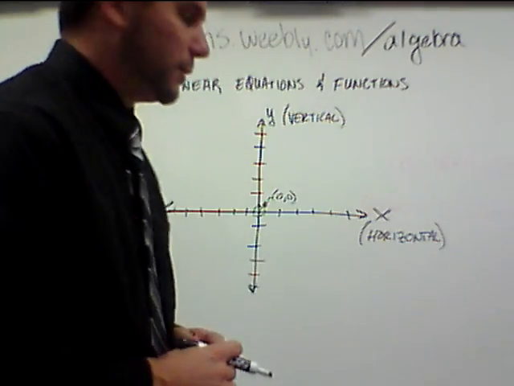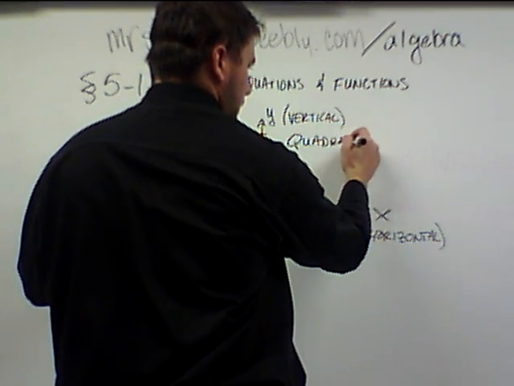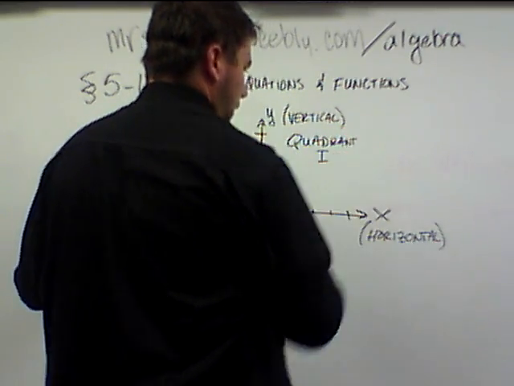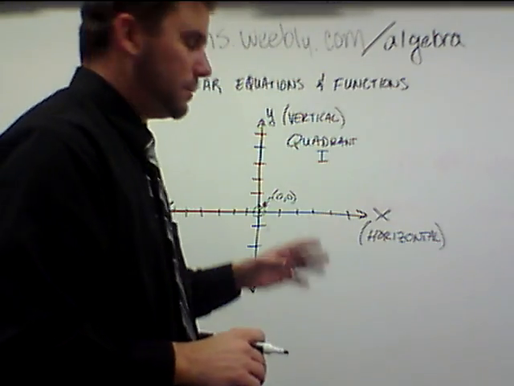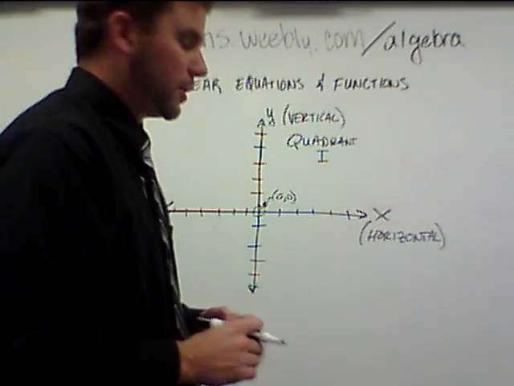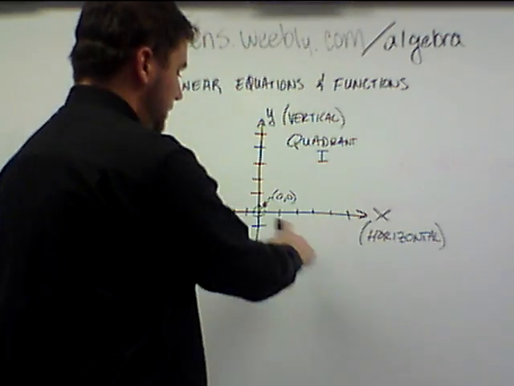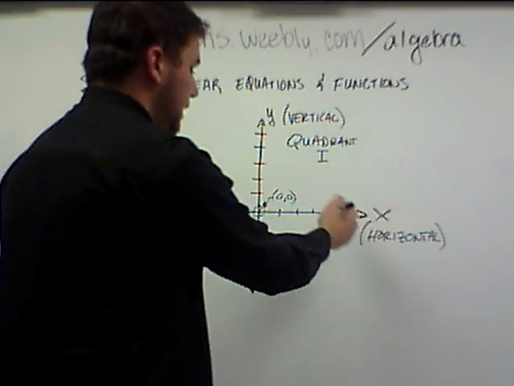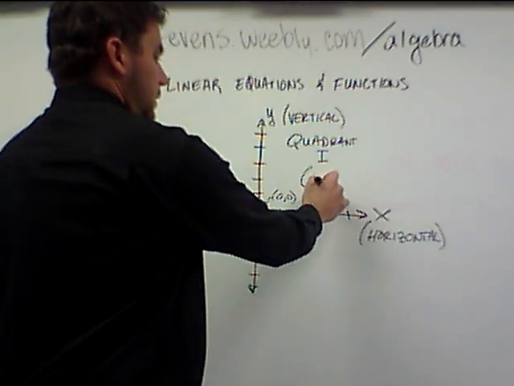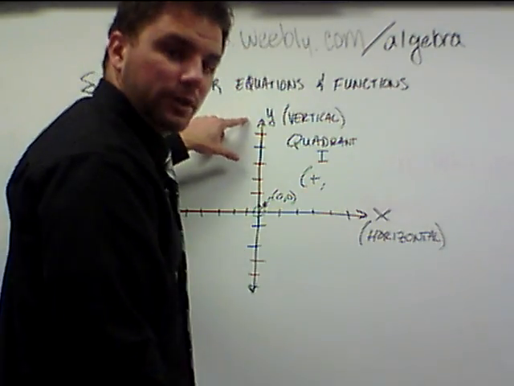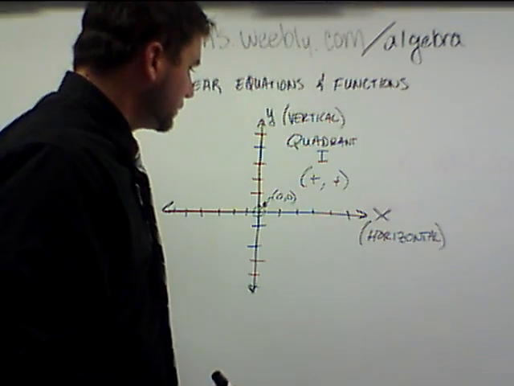Up in our top right, we're going to call this quadrant 1. This is where most things are located. Most of the graphs that you see in business are located in the positive and positive side. What I mean by that is this. On a number line, these are all positive values of x. So we can put that as a positive value here. And going vertically, these are also our positive values of y.